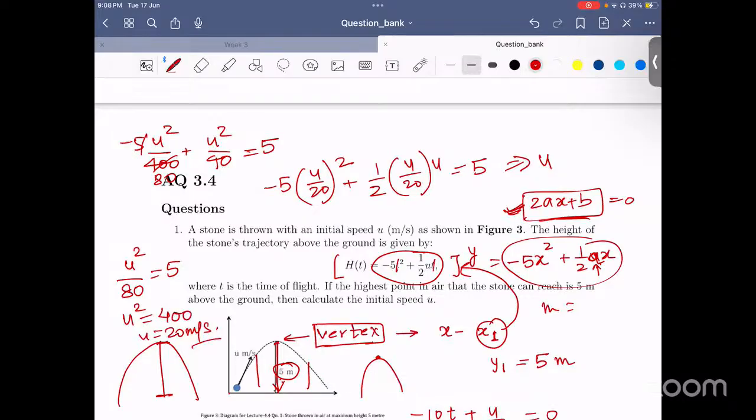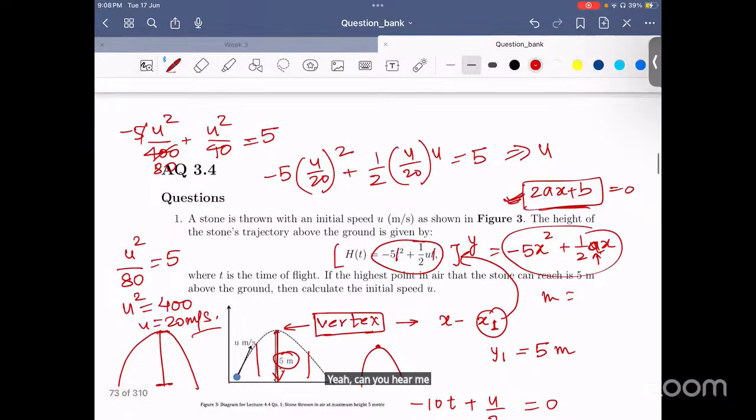Is it clear? Can you hear me? Yes, sir. You also mentioned 2ax plus b equal to 0, right? Isn't there an easier way to solve this? This method you're talking about? Yeah, the 2ax plus b, when you use.